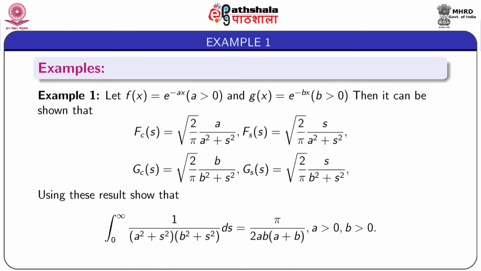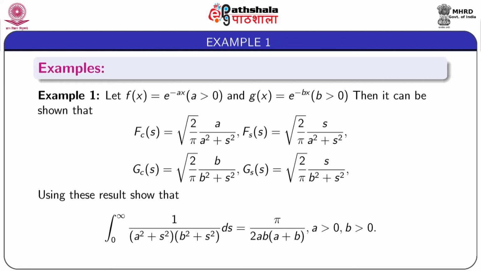Now, we consider some examples. First example, let f(x) equal e to the power minus ax, where a is positive, and g(x) equal to e to the power minus bx, where b is also positive. Then we can find out the Fourier sine and cosine transforms of these two functions.